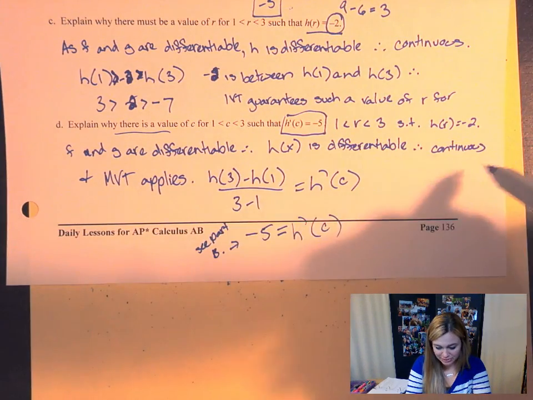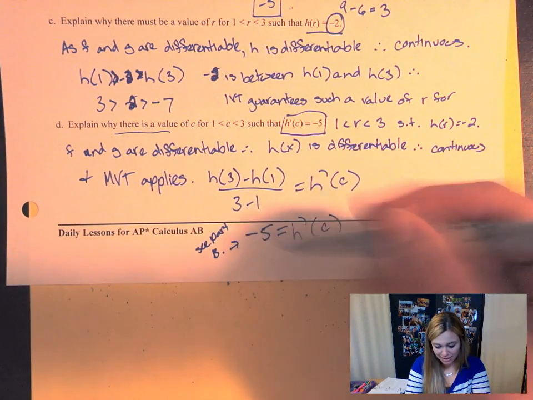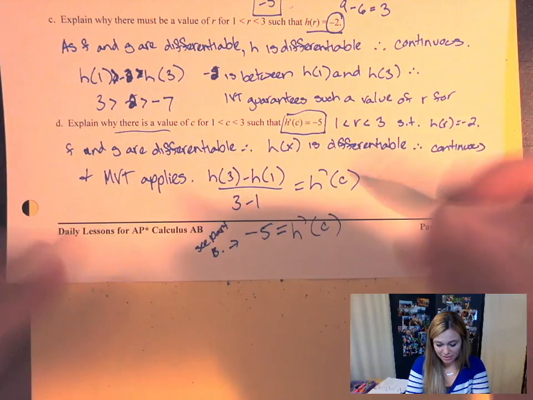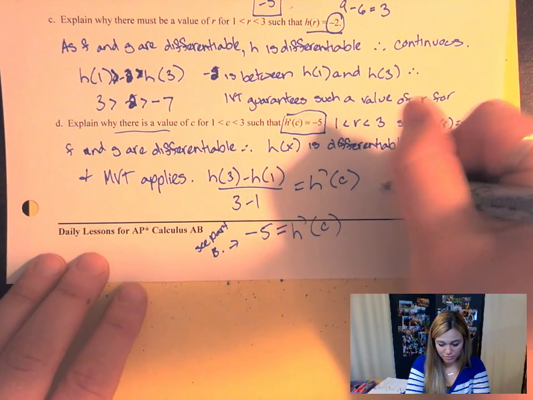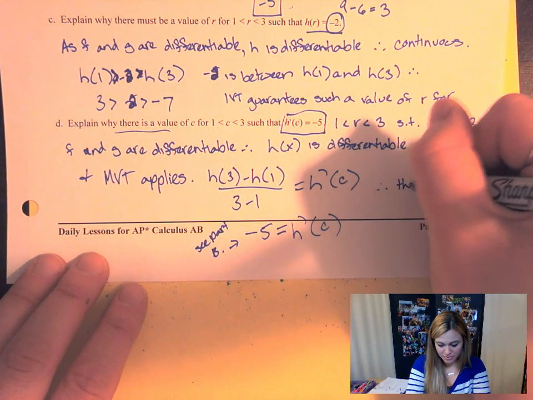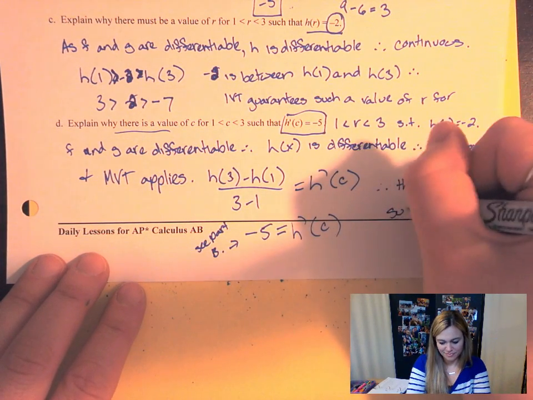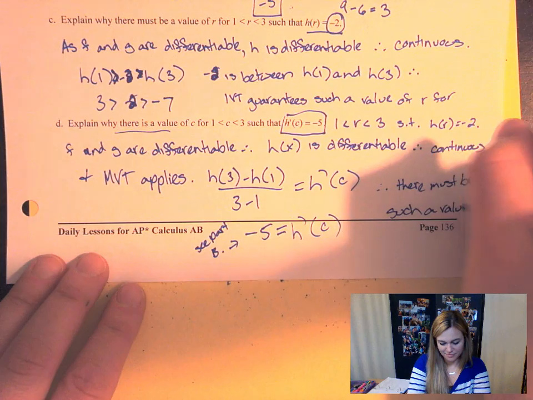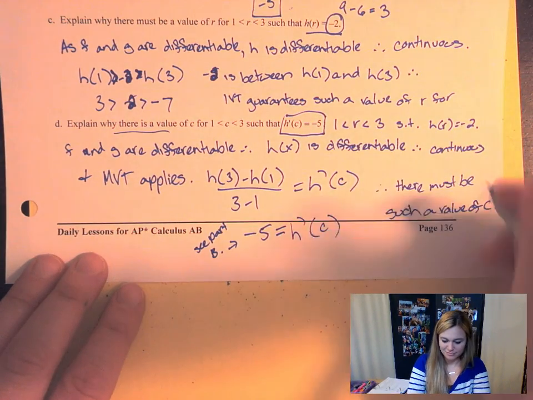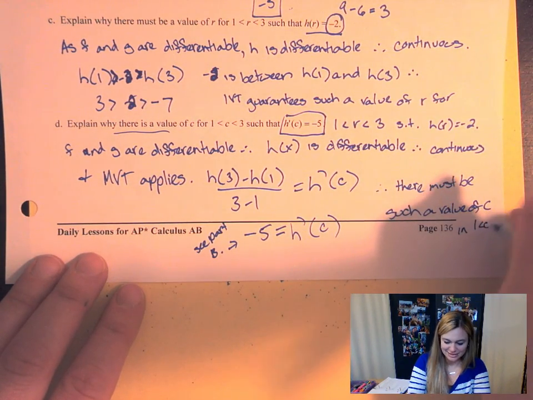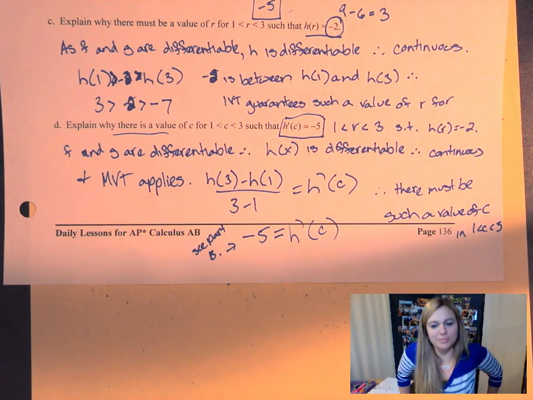So f and g are differentiable, MVT applies. I'm showing this work here. So you can say, therefore there must be a value, there must be such a value of c in 1 is less than c is less than 3. I can't help myself. Okay, now I'm done.